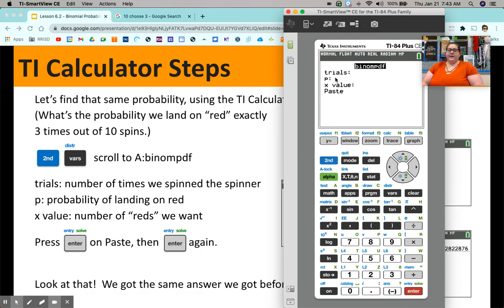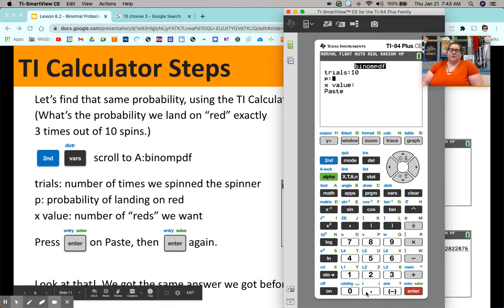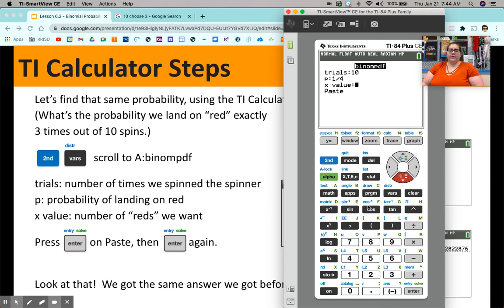It asks for 3 things. It wants the trials, which in this case is the number of times we spin the spinner, which is 10. It asks for p, which is our probability of success. In this case, what's the probability that we land on red, which is 1 out of 4, or 0.25. Fun fact, if you type 1 divided by 4, your calculator is cool with that. It'll figure it out.